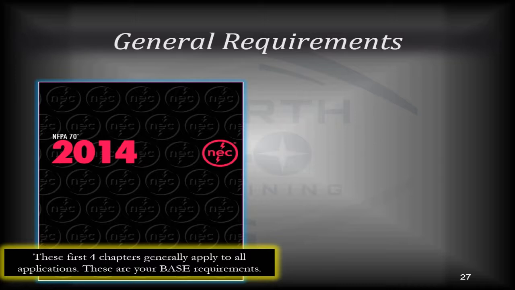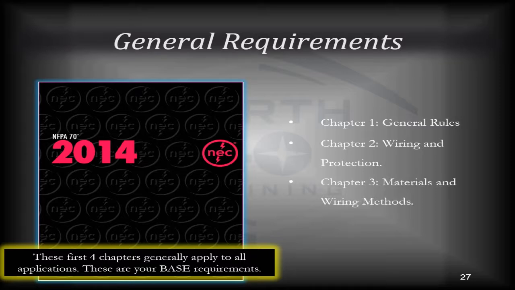First of all, we'll look at the general requirements. These are the first 4 chapters in the code book. And the first 4 chapters are General Rules. Chapter 2 is Wiring and Protection. Chapter 3 are Materials and Wiring Methods. Chapter 4 is Equipment for General Use.